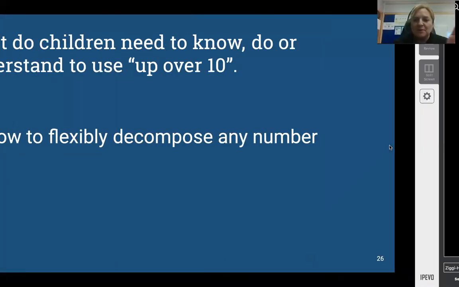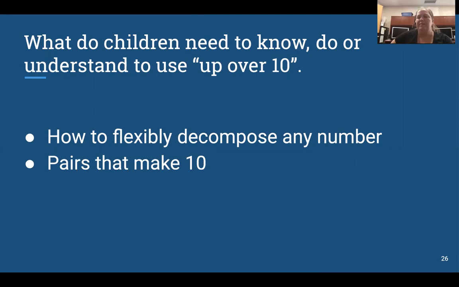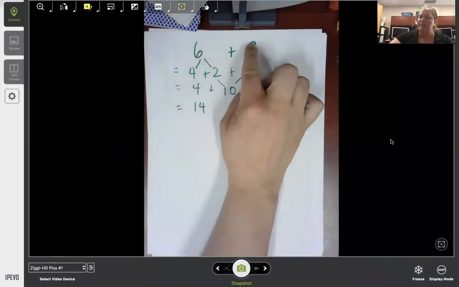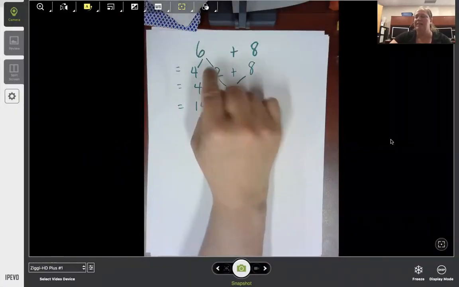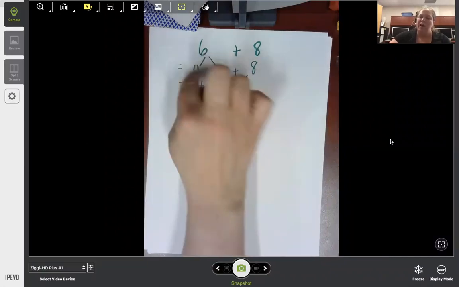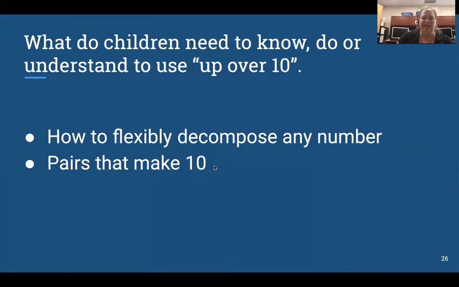So, any number up to 10? Oh, for up over 10, it's 10? Just up to 9. Yeah. Okay. And then they also need to know their pairs that make 10. Again, with our example, they need to have automatically, when they see the 8, they have to know that needs a 2. I need a 2 to make a 10, so that they know how to break up the other number. So they have to know those pairs that make 10, and they have to know them really fluently.